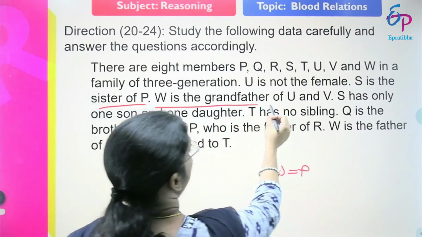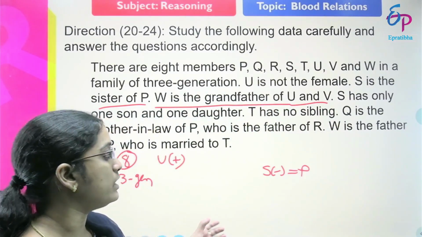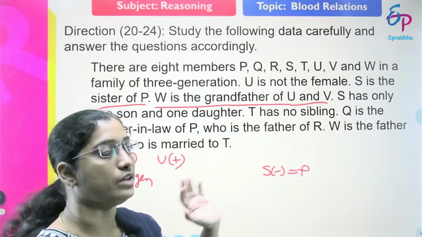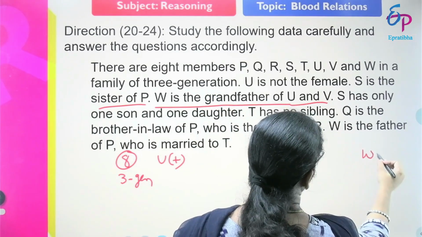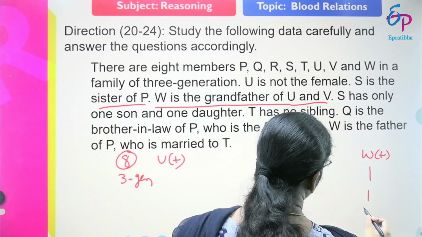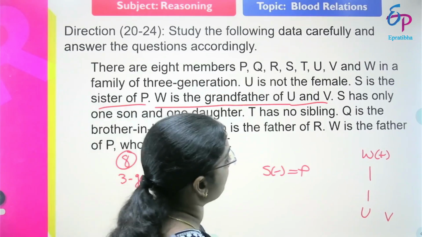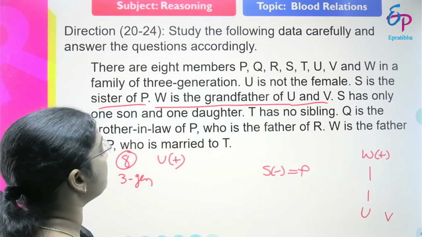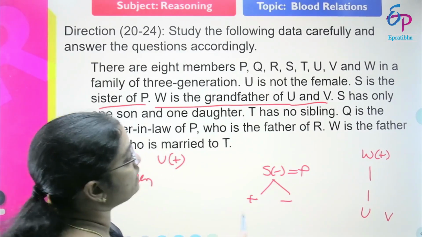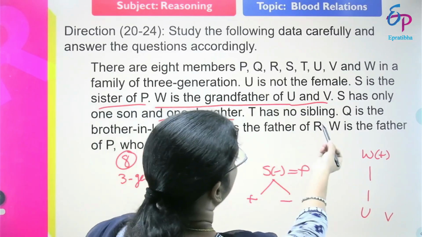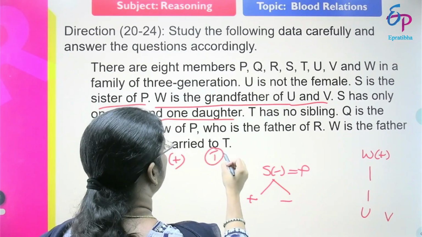Then W is the grandfather of U and V. That means here we are not having W, U and V, right? So that's why we need to take it in the other diagram. So W is grandfather of U and V. Then S has only one son and one daughter, friends. Then next one, T has no siblings. Yes, T has no sibling means T is an only child.